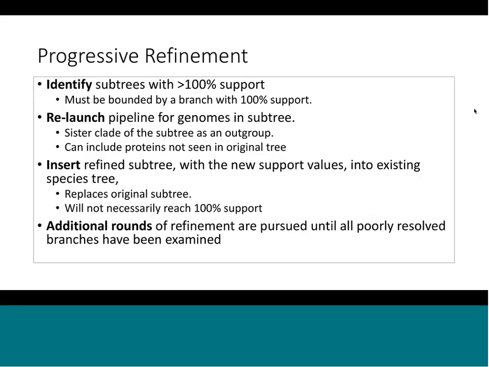So basically, what it's doing when you engage progressive refinement is identifying trees that have less than 100% support values. So it's identifying the subtrees, or you might want to call them the branches or the clades. One particular aspect of this pipeline is that the specific subtree has to have the next lower branch have 100% support. When it finds those characteristics, it will take all those genomes and relaunch the pipeline.